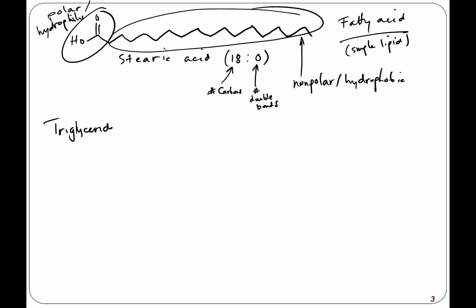So triglyceride, or sometimes I'll just put AKA triacylglyceride. Sorry, that's a Y. Triacylglyceride, or even more shorthand than that, because it's kind of a mouthful, triacylglyceride, we'll call them TAGs. Okay, so triglycerides or triacylglycerides are TAGs.